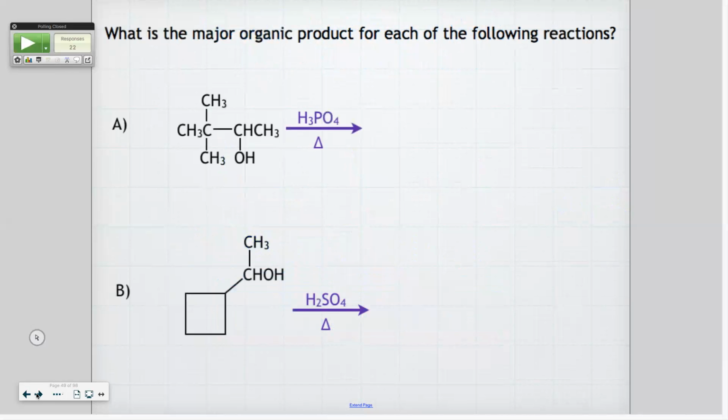Okay, so what is the major organic product for each of the following reactions? What do you think you're going to get from A? So we've got an alcohol, we've got H3PO4 and heat. Typically, these are all heated up, by the way, to help get that water to leave. Okay, so what will we get from that one?